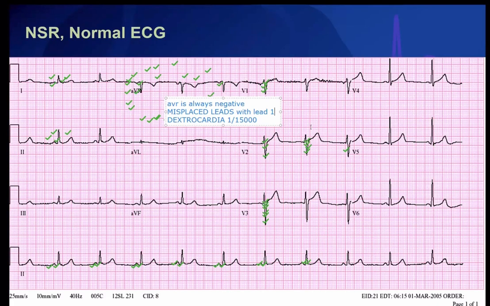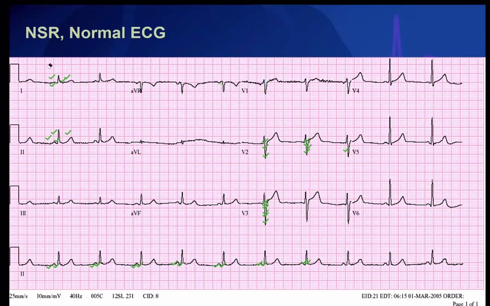Otherwise, you need to note that V1, V2 and V3 are pointing downwards, and V4 to V5 are pointing upwards. Before we move on, we talk about R wave progression. That is very important for us.